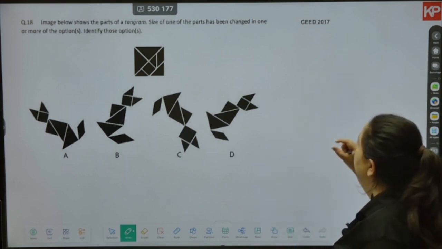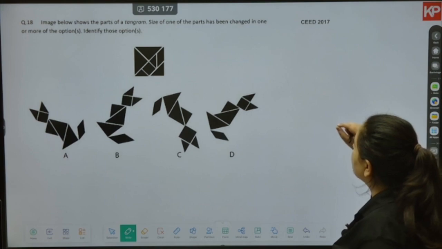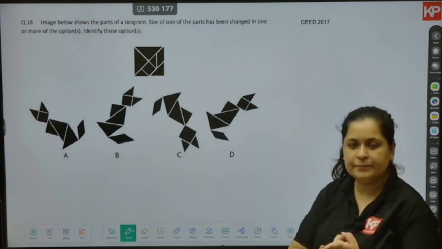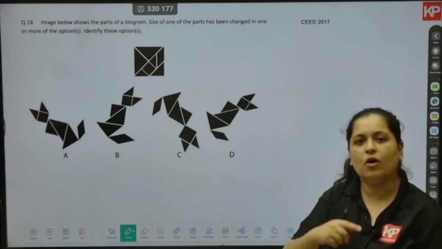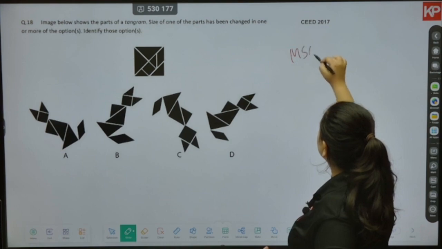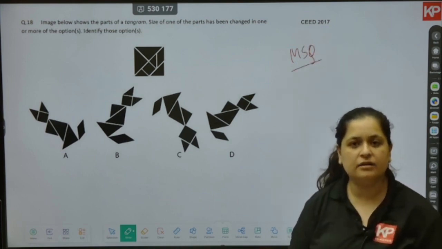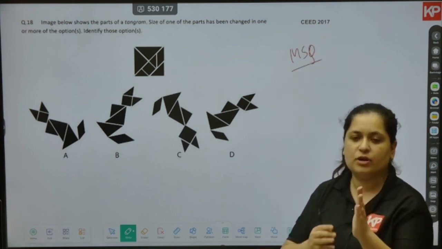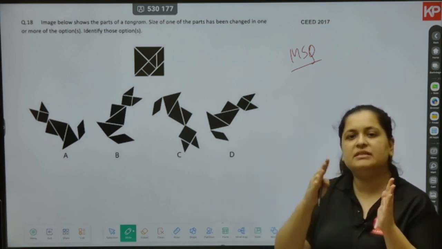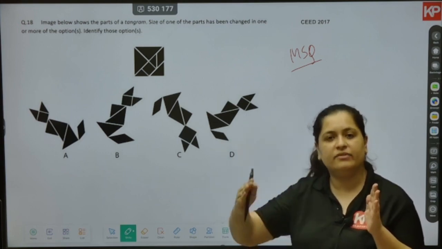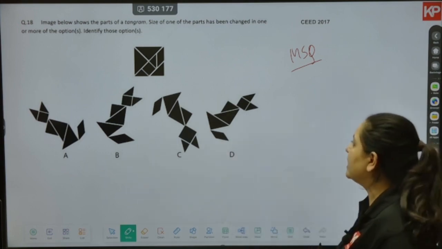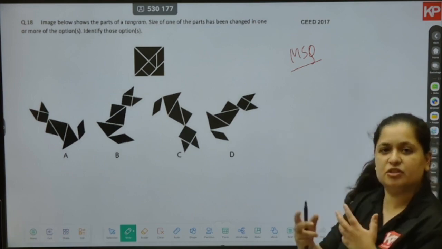Size of one of the parts has been changed in one or more. So there is scaling and the scaling can be in one option or it can be in more than one option. So this is an MSQ type of question to begin with. Okay, how to start identifying the scaling? Let's focus on one shape at a time. For example, let's start with square, then we will see the scaling of parallelogram and then we will see the scaling of the triangles and we will try to figure out where the scaling has happened in which of the object and in which of the shape.